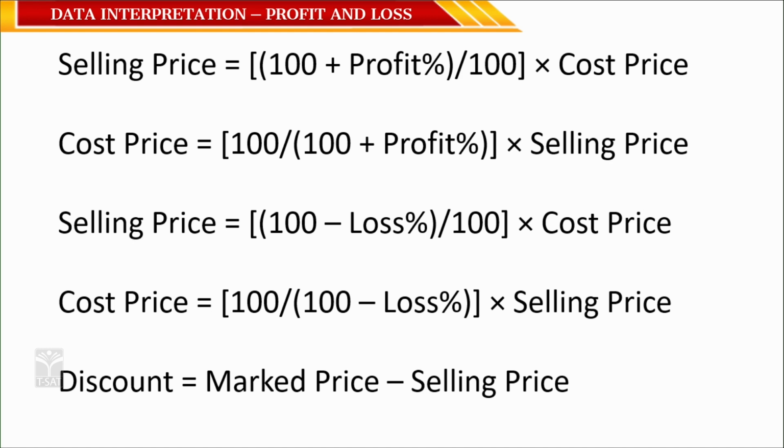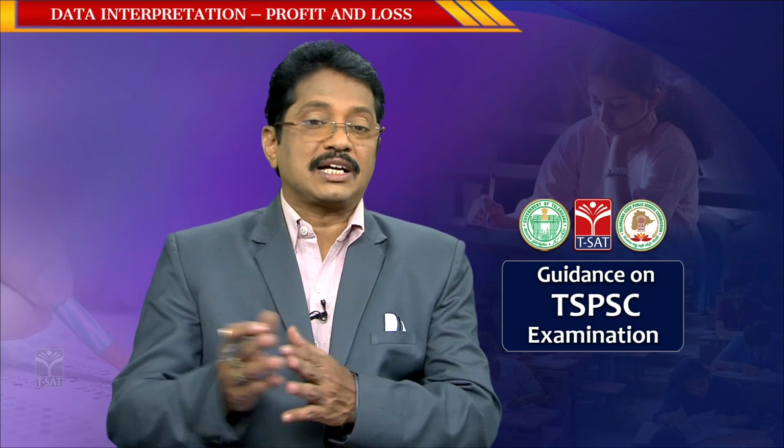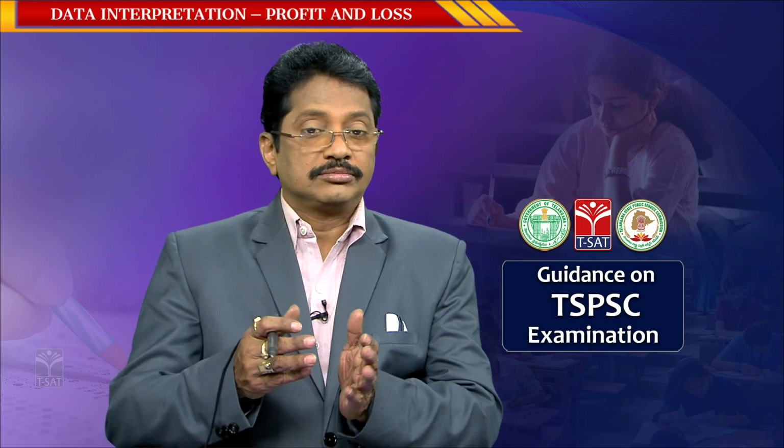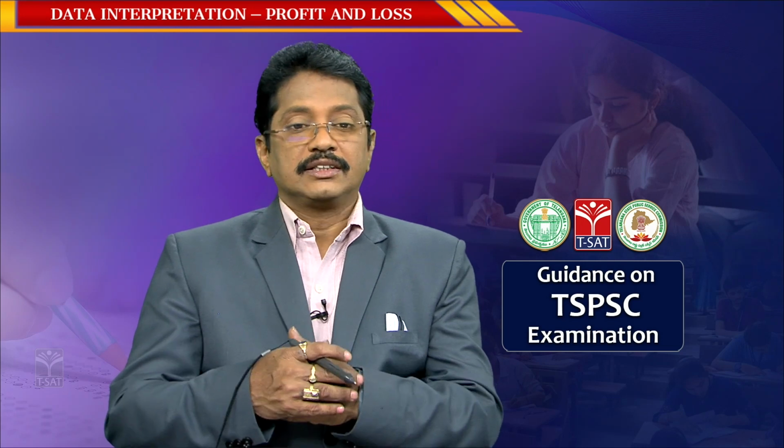The cost price equals 100 by 100 minus loss percentage into selling price. The discount will be the marked price minus the selling price, the difference between marked price and selling price. So, these four formulas you already practiced. Selling price means 100 plus profit by 100 into cost price, or 100 minus loss percentage by 100 into cost price, like you can calculate.